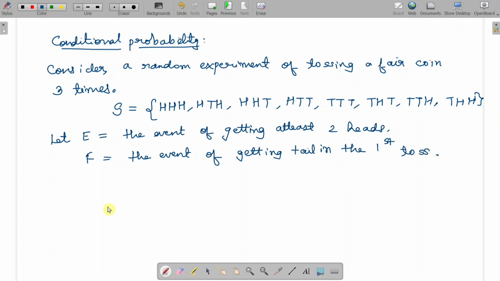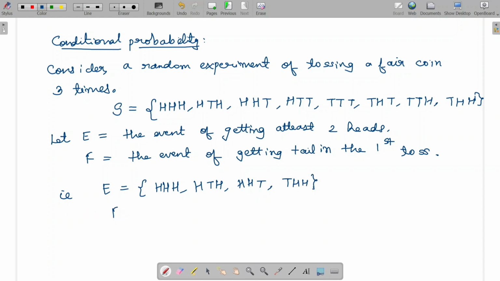So if you write the event E, see, the event is what? The event of getting at least 2 heads. So HHH will be there because it contains 3 heads, right? Then HTH will be there because it contains exactly 2 heads. Then HHT will be there, right? And then THH, right? This is the event E.